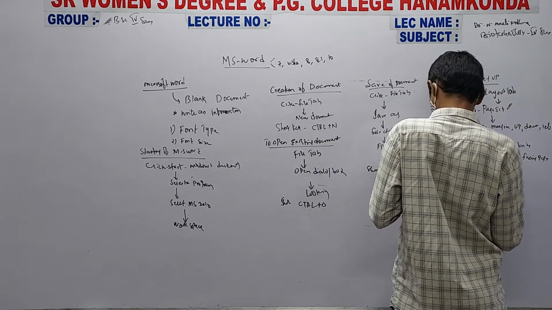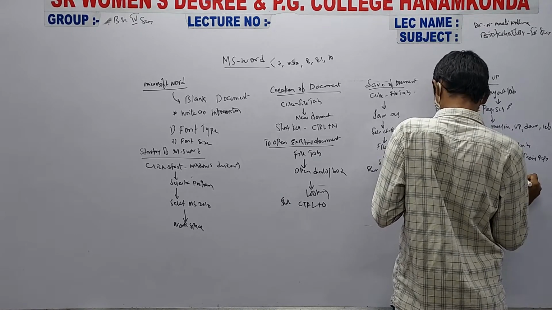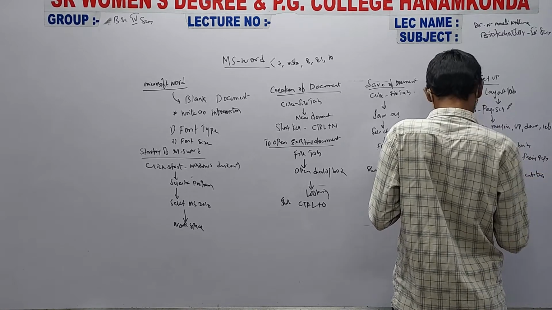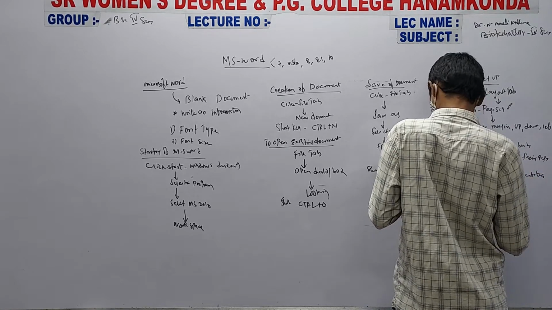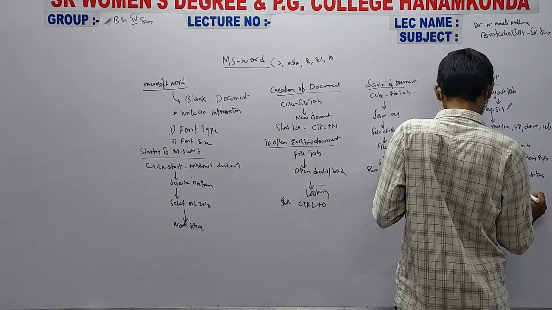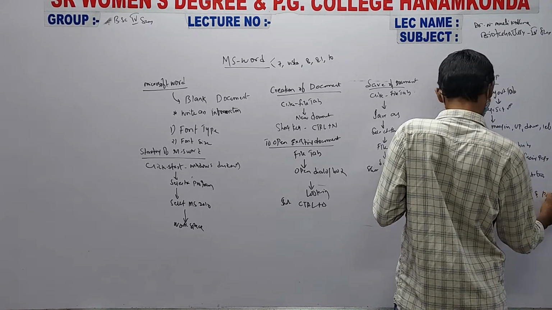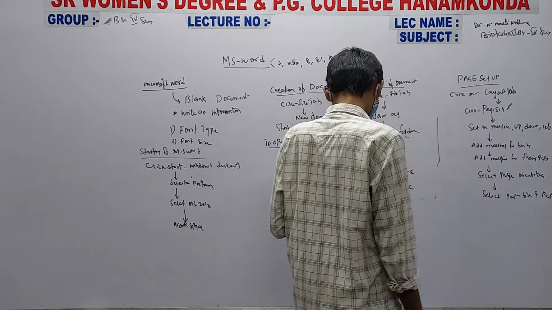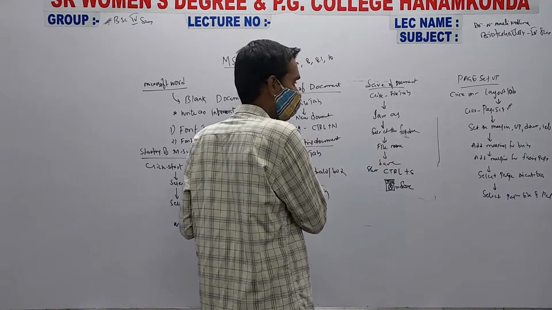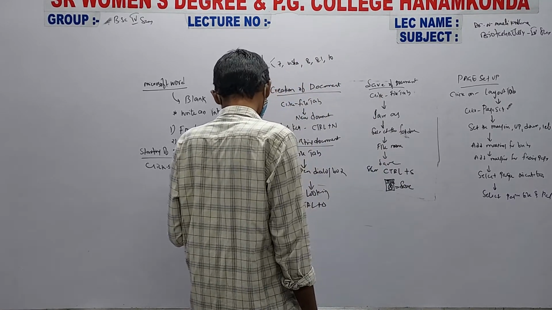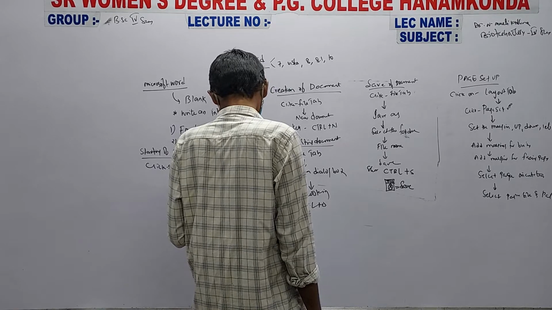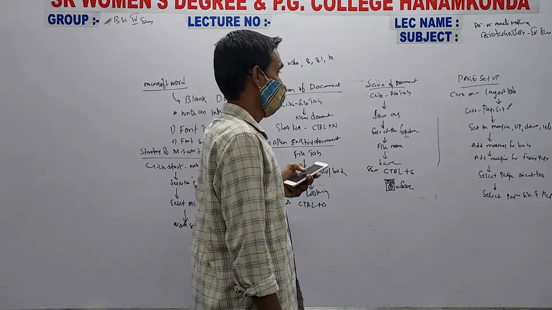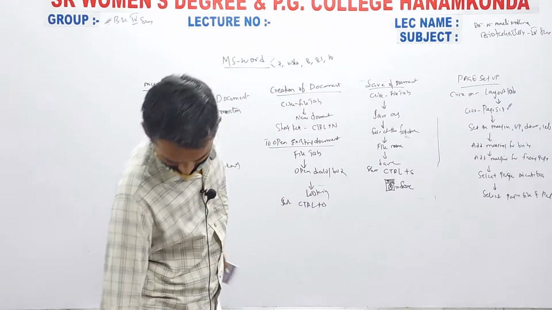Select page orientation. Next, select paper size and paper tab. That is page setup.